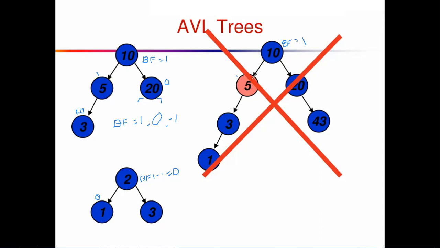But what about 5? The 5 is given in pink color, which means it's imbalanced. So check the balance factor of 5 here. The height of the left subtree is 2, and the right is 0 because it doesn't have any right subtree. So 2 minus 0 is 2, which means this tree is imbalanced. So this tree is imbalanced because the balance factor is 2 here. I hope it's clear now. That's why this is not an AVL tree.